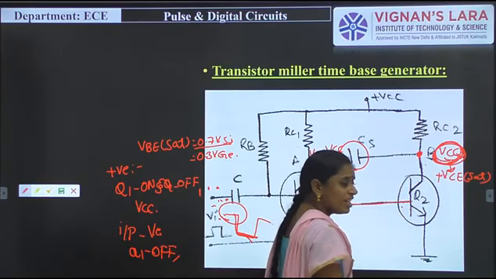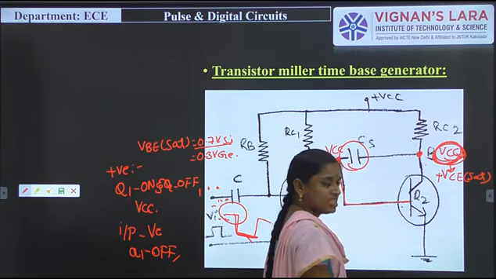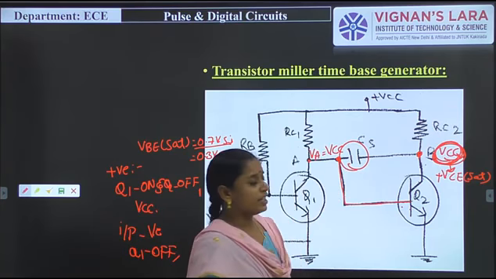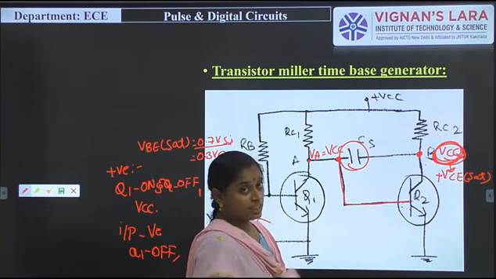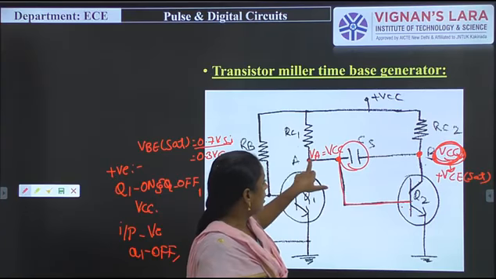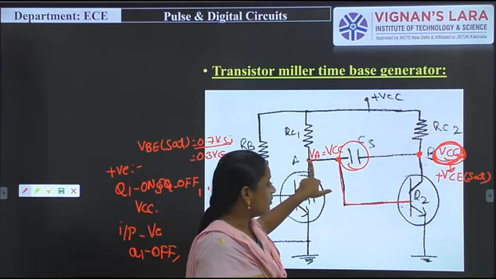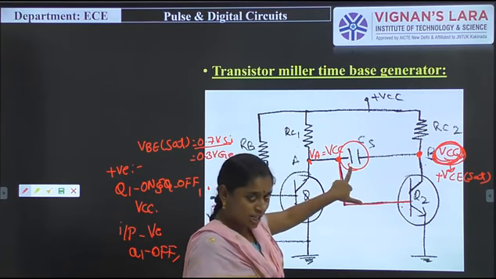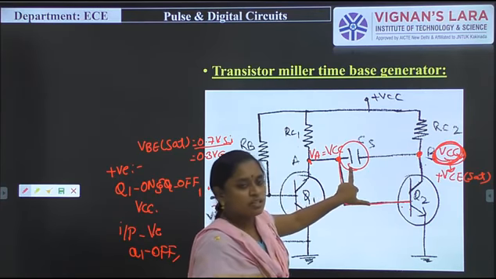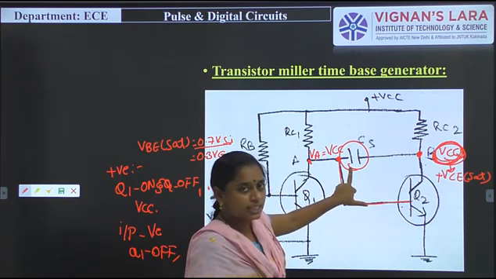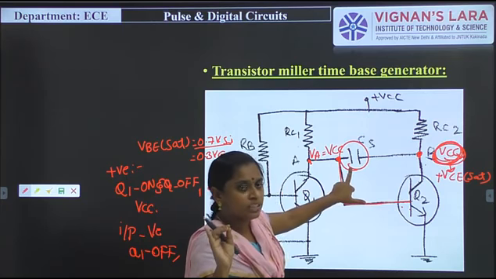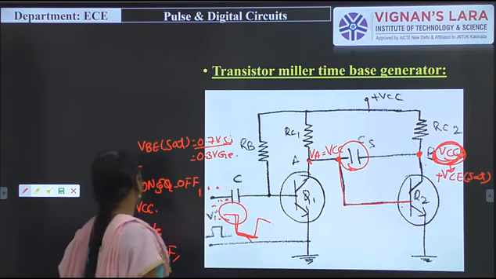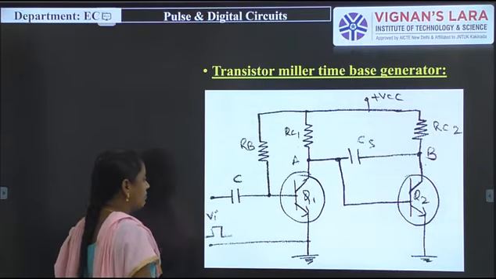So it produces charging and discharging, nothing but the capacitor. So at a particular time it may be charging, and at a different time it is discharging. So it is connected generally between VCC and VCE sat. So due to this capacitance action, it decreases. It does not decrease suddenly, it takes some time to decrease from VCC to VCE sat. So that is the thing about this transistor Miller circuit, time base generators.